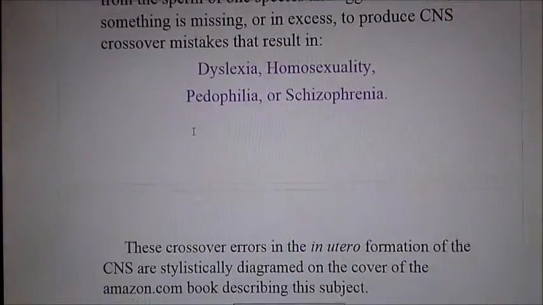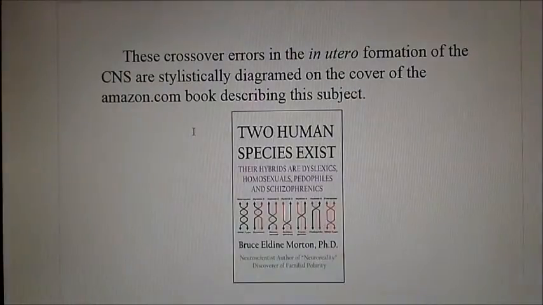These crossover errors in the in utero formation of the CNS have been stylistically diagrammed on the cover of the Amazon.com book describing this subject, called Two Human Species Exist, Their Hybrids Are Dyslexics, Homosexuals, Pedophiles, and Schizophrenics, by Bruce L. D. Morton. The drawing on the front cover depicts the two wild-type species at the extreme left and right. The many possible hybrid CNS miscrossings are shown in the diagrams in between.